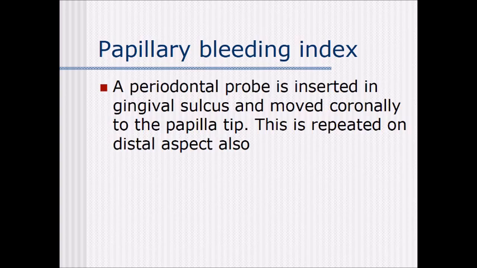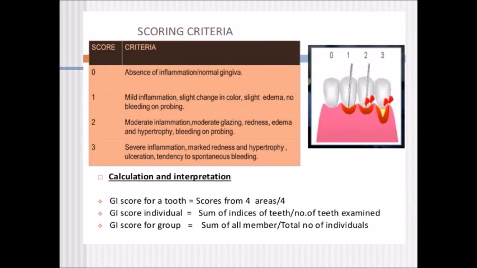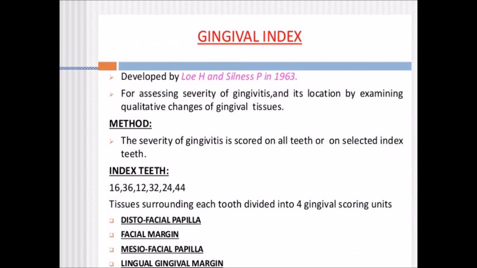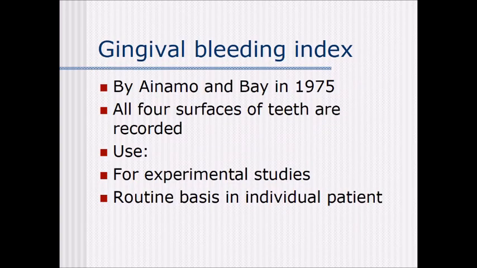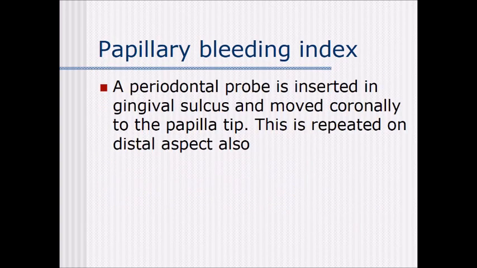As I have already told you, it's a short note. It is not compulsory to write all the indexes. It is better to write only the gingival index in detail and to write only the names of other indexes: modified gingival index, sulcular bleeding index, gingival bleeding index and papillary bleeding index. And if you have a fast handwriting, then you can write in detail all the indexes.